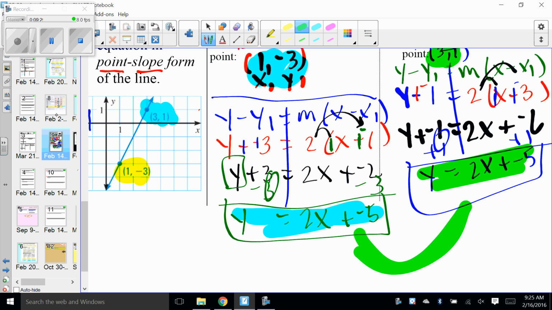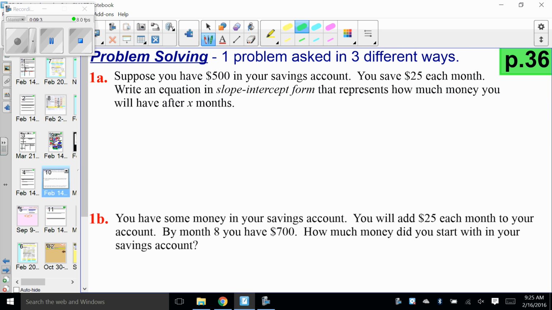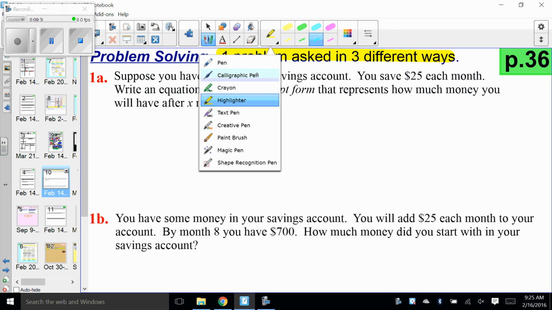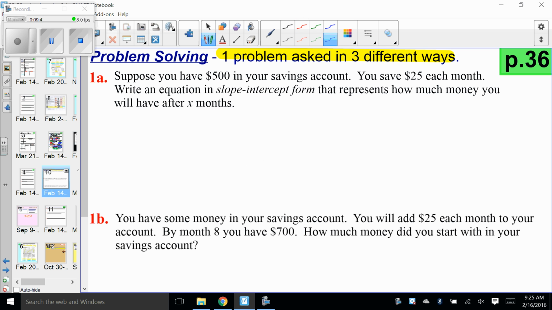Okay, meet me on the top of the next page. So we're going to talk about how we solve these problems 3 different ways. 3 possible different ways. So we're going to have kind of the same scenario and look through it 3 different ways.